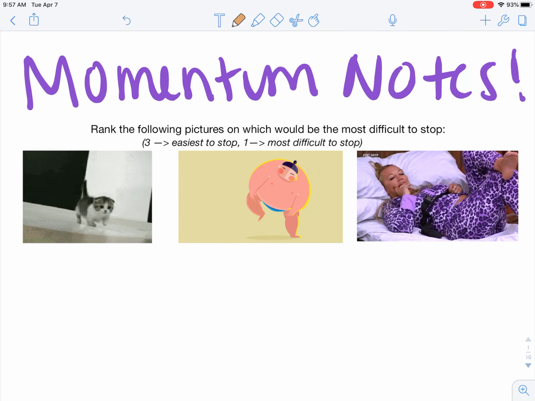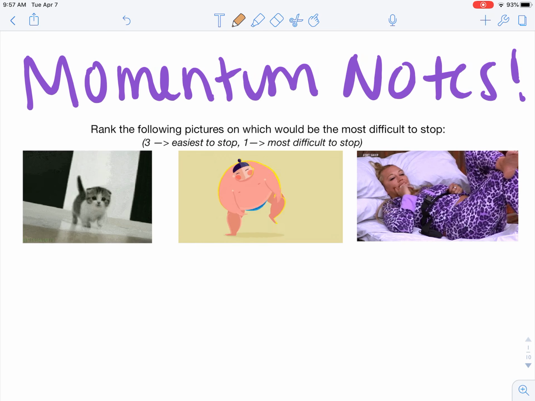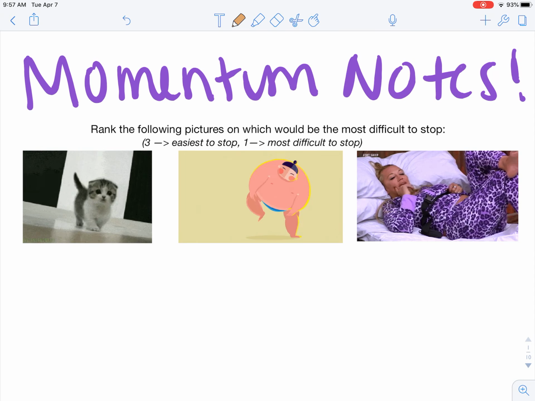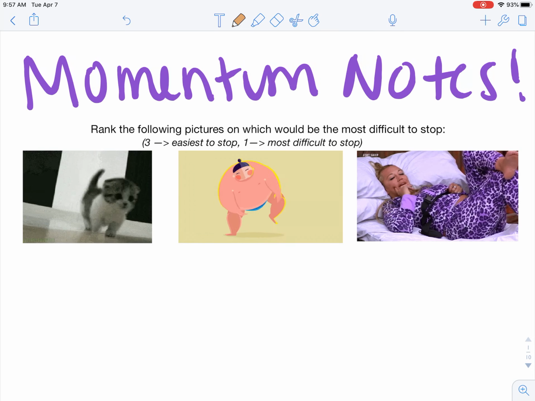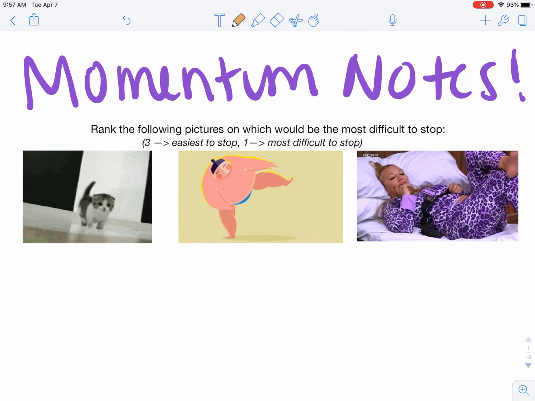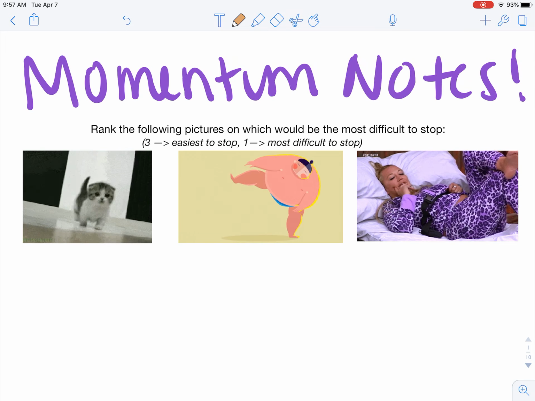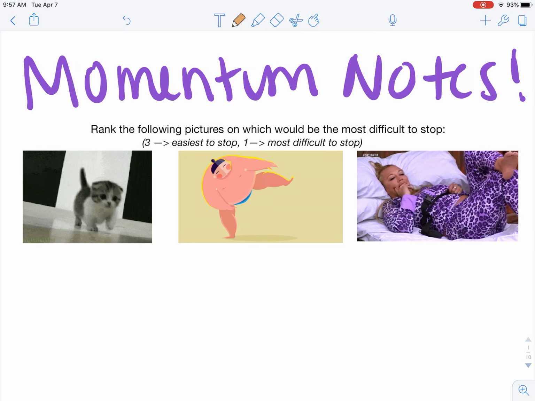We're going to talk about momentum. Momentum, a lot of you are probably already familiar with. You've used the word before, you've heard the word before, but a lot of you would probably have a hard time describing it. So to start, I want you to think of momentum as how difficult it is to stop a moving object. It's not 100% correct, but it's kind of correct. But I want you to think of it that way for these three pictures, for this first example.